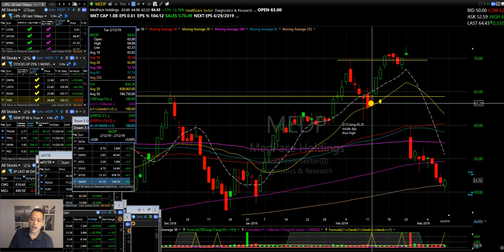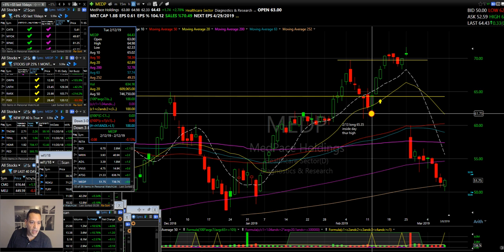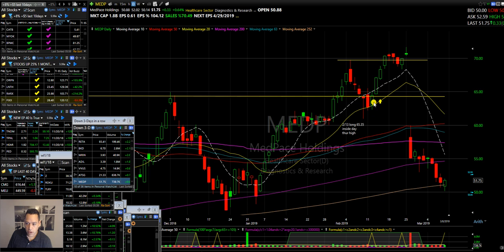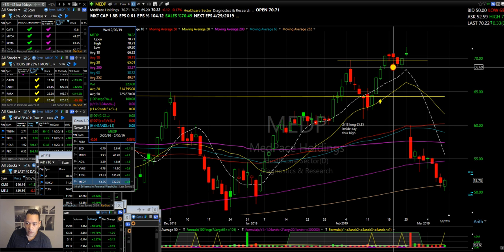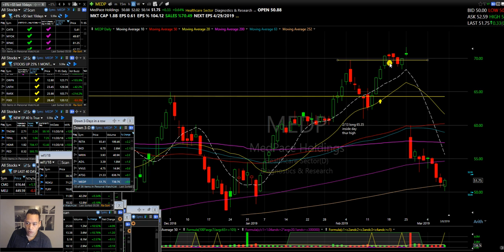You could have bought the stock here with a stop at 62.33, and then you could have sold some on the way up and hit a high of roughly 70.78. You would have been out on this candle right over here when it broke the previous day low.